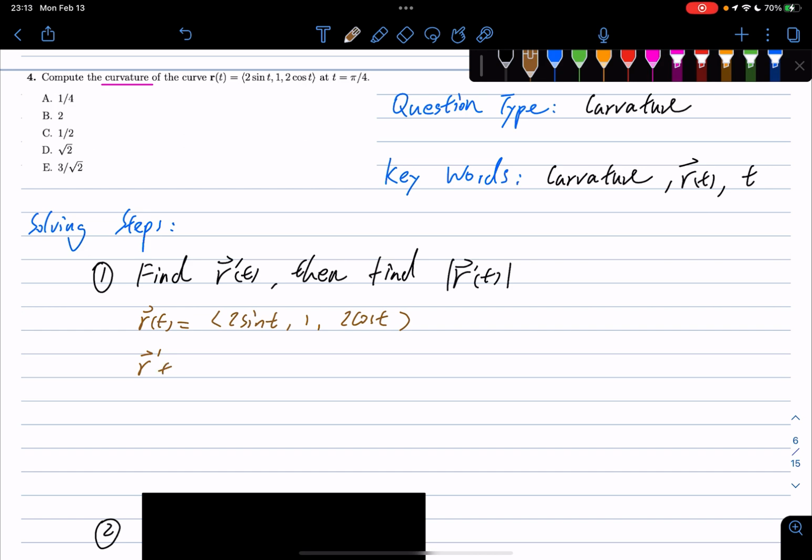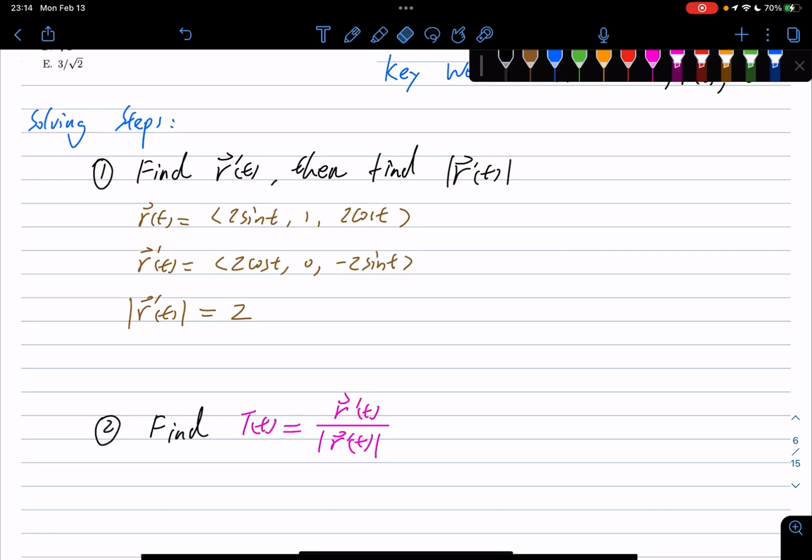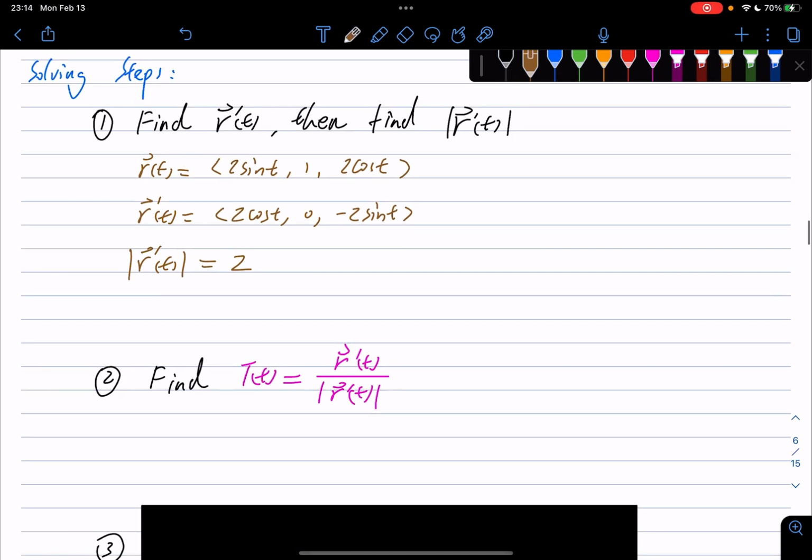r'(t) = ⟨2cos t, 0, -2sin t⟩. So the magnitude of r'(t) is going to be 2. I think that's pretty straightforward. And then we're going to find the unit tangent vector, which, as the equation states, we just divide r'(t) by this magnitude.